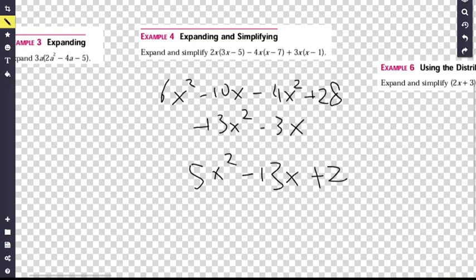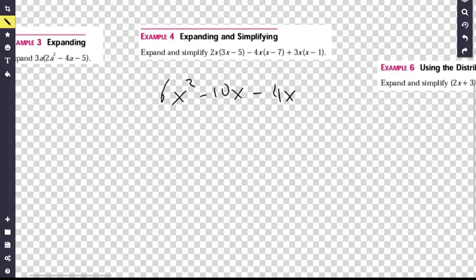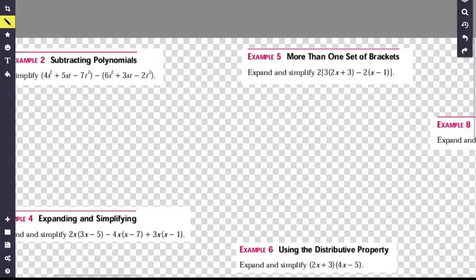So that's usually what happens on a major quiz or test or something like that. Usually you're going to get this type of question. They want you to expand, simplify, and all that. But again, it's not a hard thing to do.